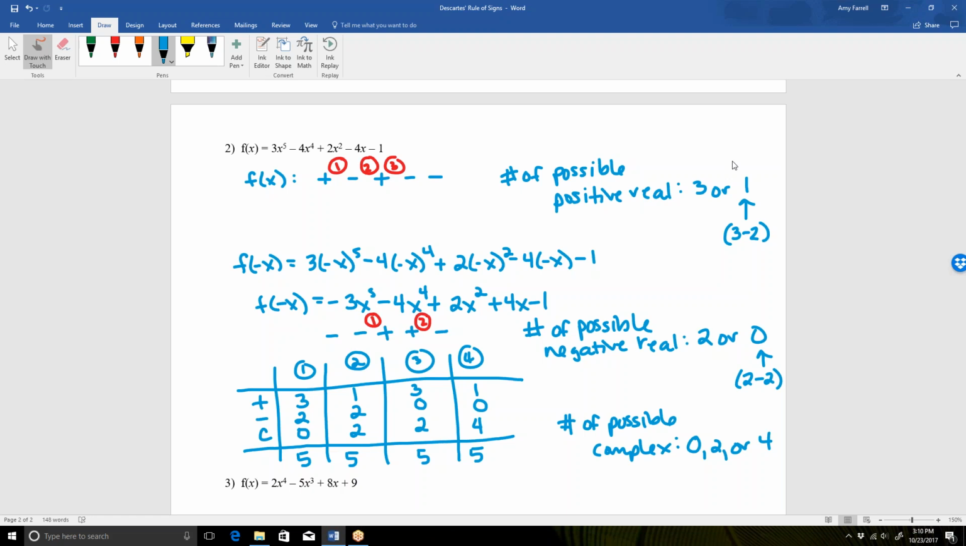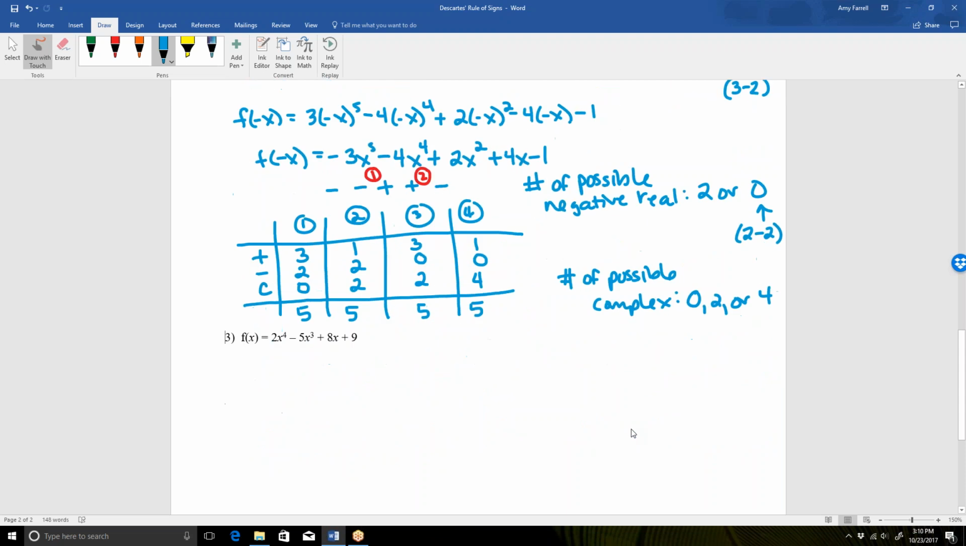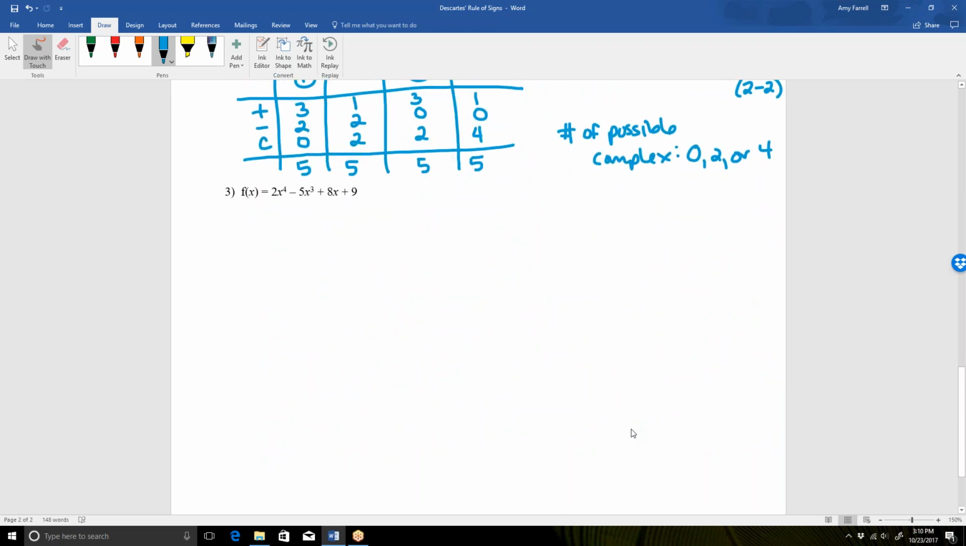All right, so number of possible positive real, 3 or 1. Number of possible negative real, 2 or 0. Number of possible complex, 0, 2, or 4. Again, this rule doesn't tell us what the actual solutions are. It just gives us the possibility for how many of each type we're going to have. Okay, let's do one more. Last one for this video.